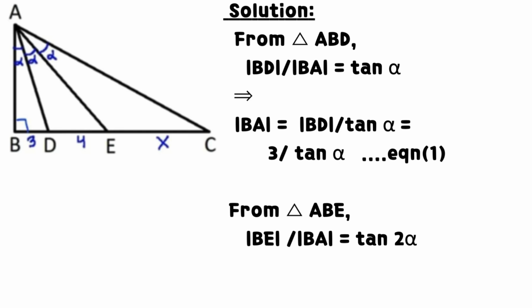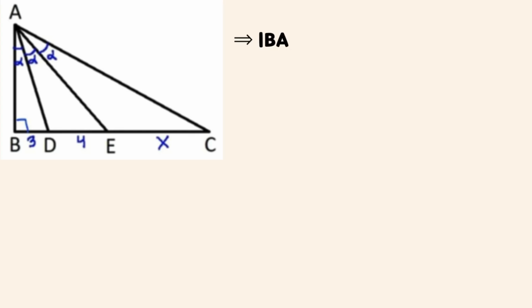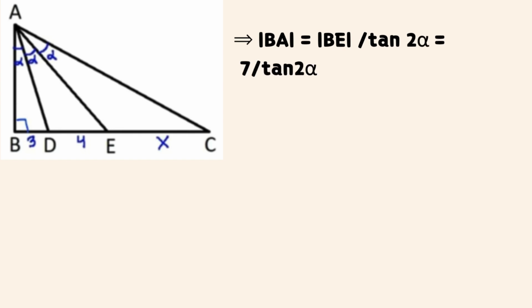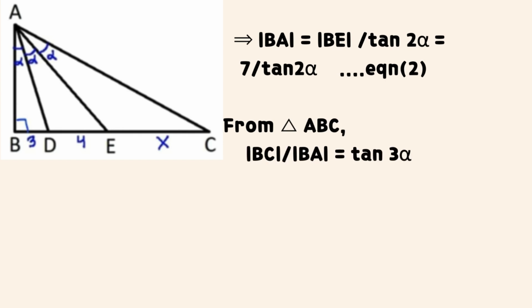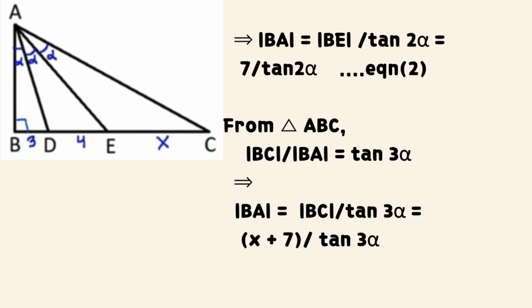From triangle ABE, line BE divided by line BA equals tan 2 times alpha. Thus, line BA equals line BE divided by tan 2 times alpha, which equals 7 divided by tan 2 times alpha. We call it equation 2.